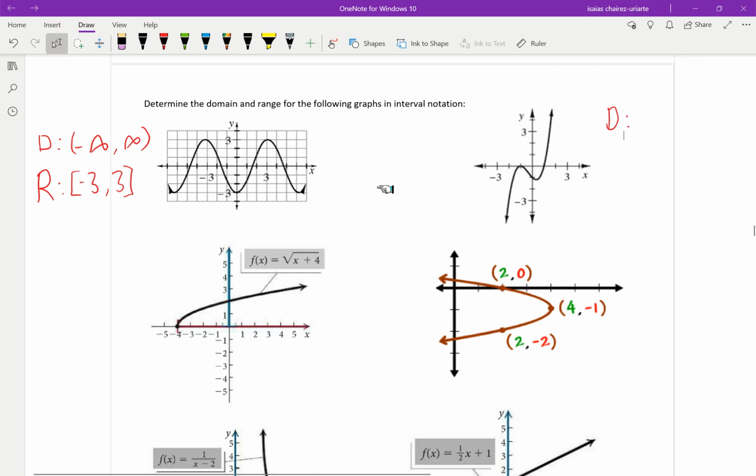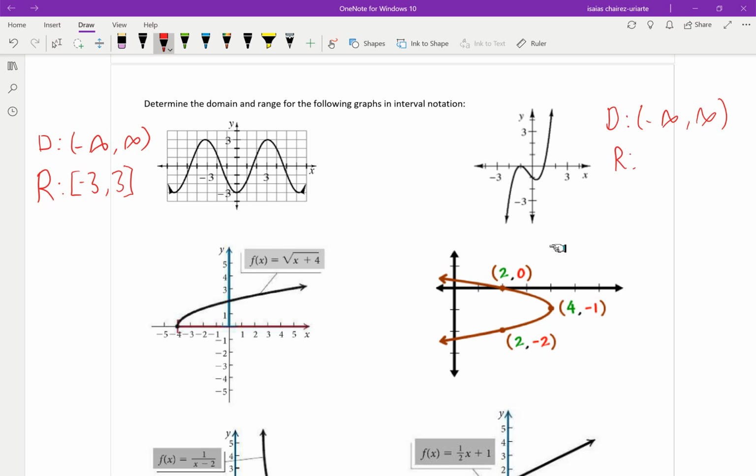So how far to the left does it go? How far to the right does it go? Would you agree that it goes to the left all the way to negative infinity, because this is going down, but at the same time it's slightly going to the left and down and left and down forever and ever? So this just keeps on going forever to the left and also forever to the right. So I am going to conclude that the domain here is negative infinity to positive infinity.